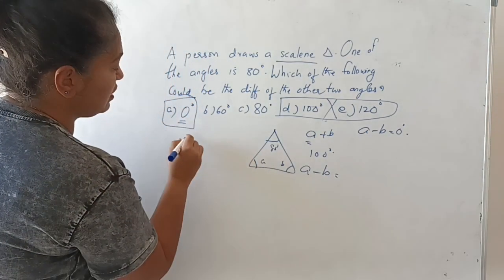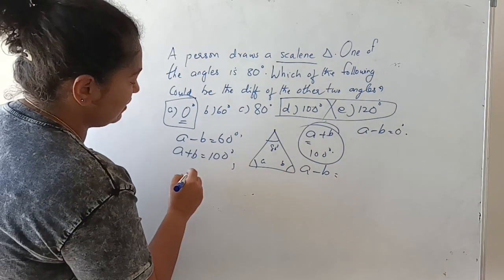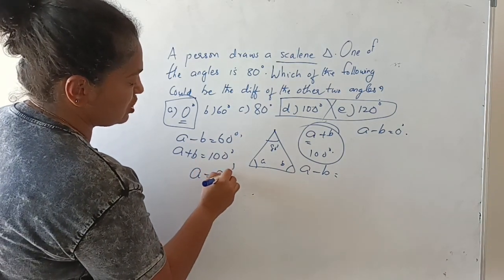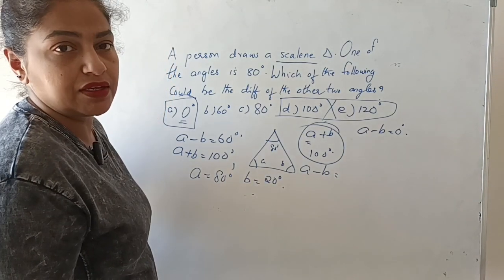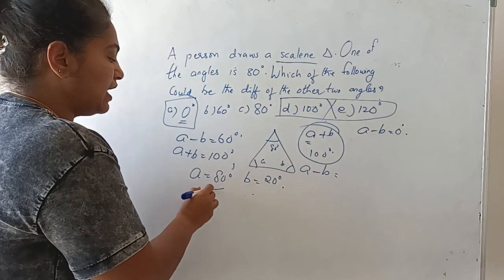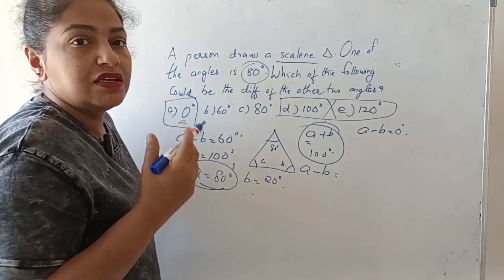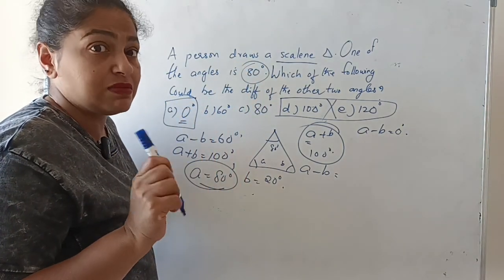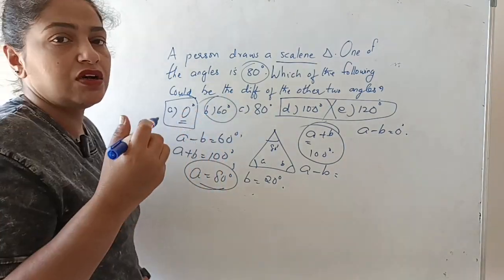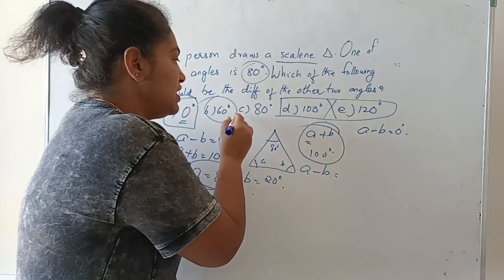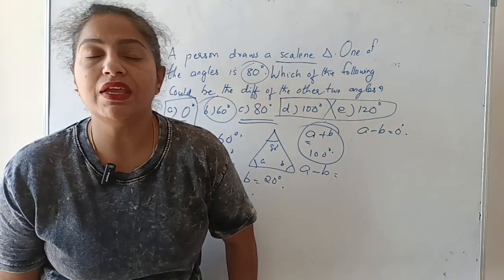Now I know that the sum of the angles is 100 degrees and the difference is 60 degrees. You can see that one of the angles has to measure 80 degrees and the other angle has to measure 20 degrees. So if one angle measures 80 degrees and already one angle is 80 degrees, it does not become a scalene triangle, it becomes an isosceles triangle. So this option is also ruled out. So which option are we left with? We are only left with the option of 80 degrees. The difference of the angles has to be 80 degrees.